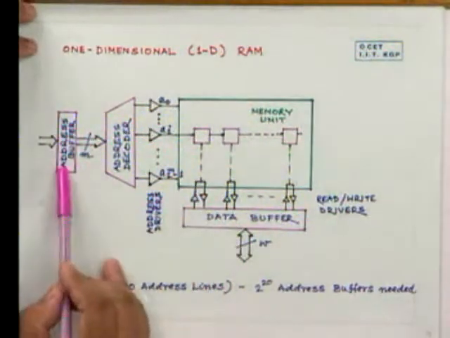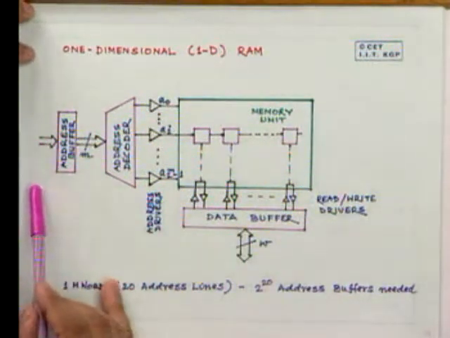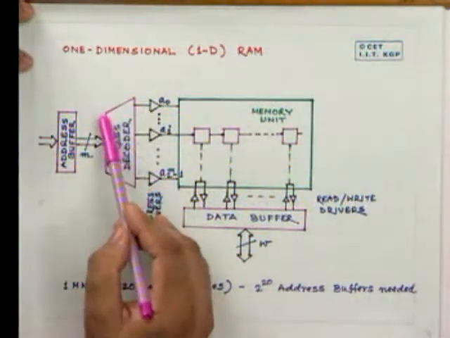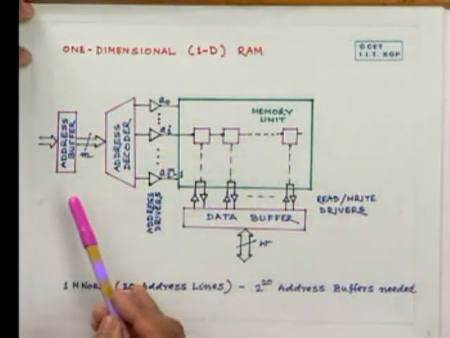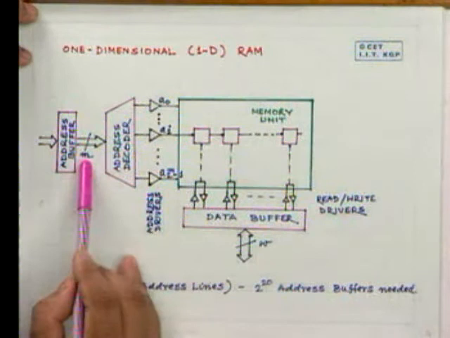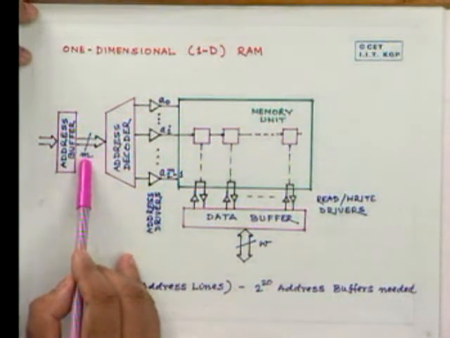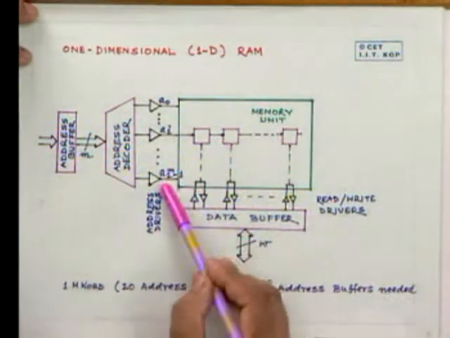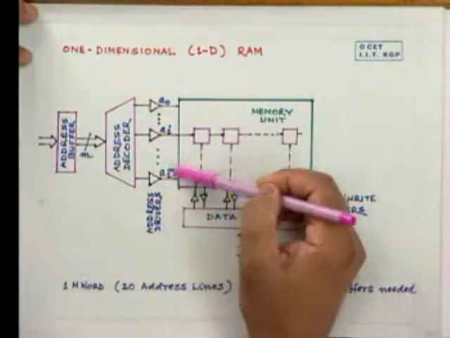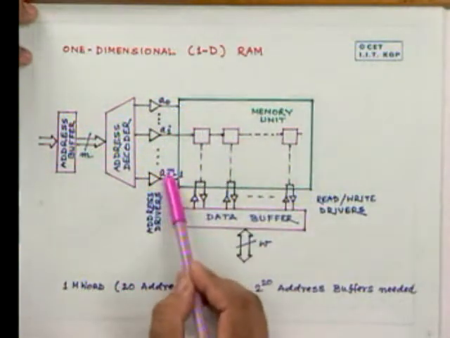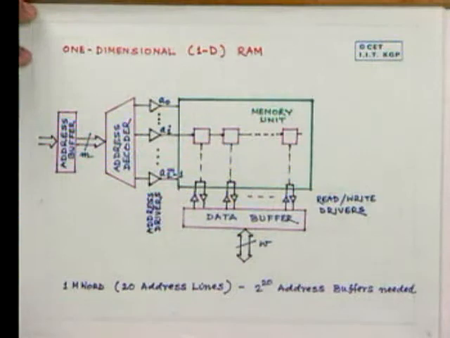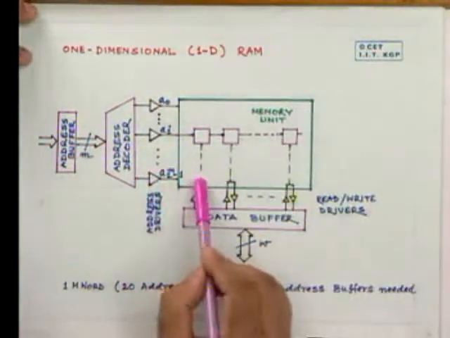There is an address buffer where the address comes. Let us assume that it's an M-bit address. There is an address decoder. If there are M lines in the address, there should be 2 to the power M outputs of the decoder, from A0 to A(2^M − 1). For example, if M is 4, there should be 16 lines. These are drivers which drive them.